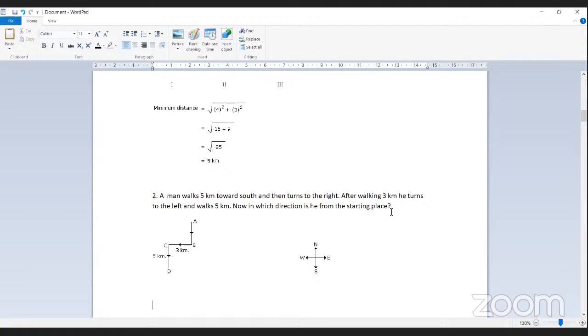So whenever they ask in which direction is he from the starting place, I always place the north, south, east, west, and then see exactly where it is showing. It was exactly here. Then we would say south, but it is between west and south from the starting place. Understood? Anybody has any doubt?